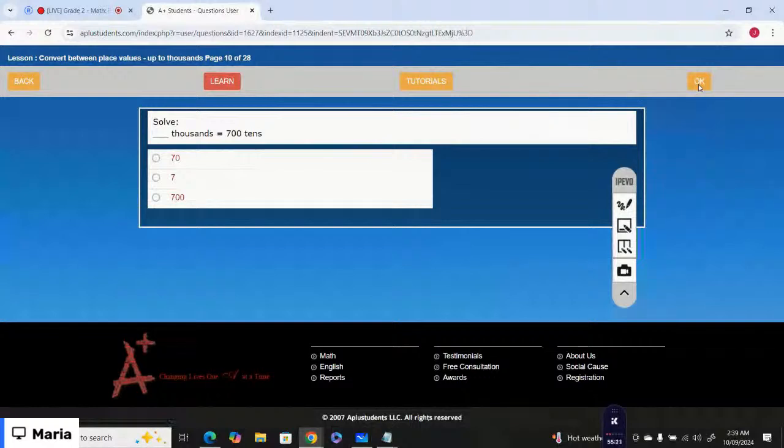How many thousands equals 700 tens? So which is the correct option? 700 tens equal 7000. The correct option is 7000.